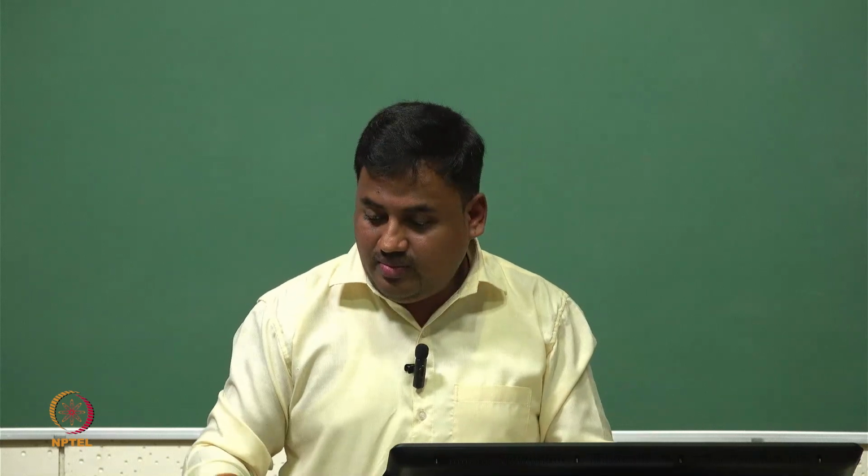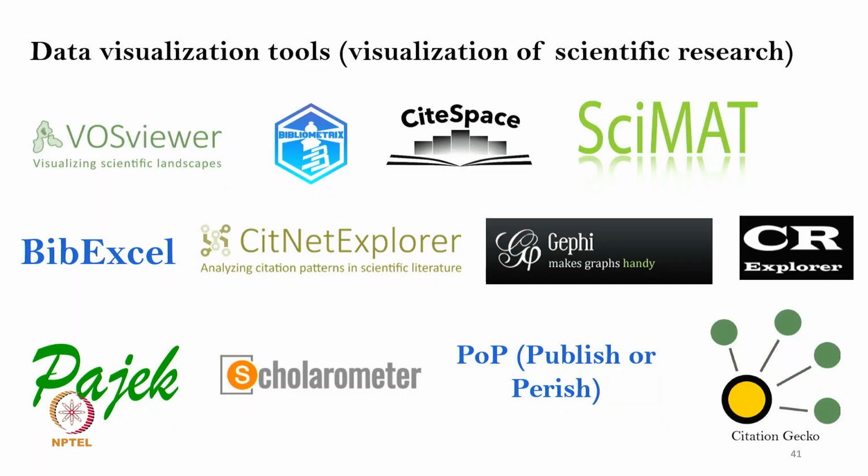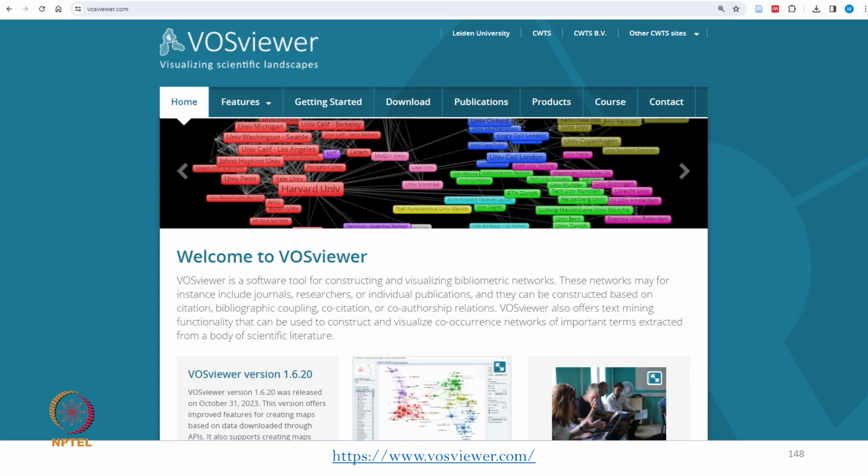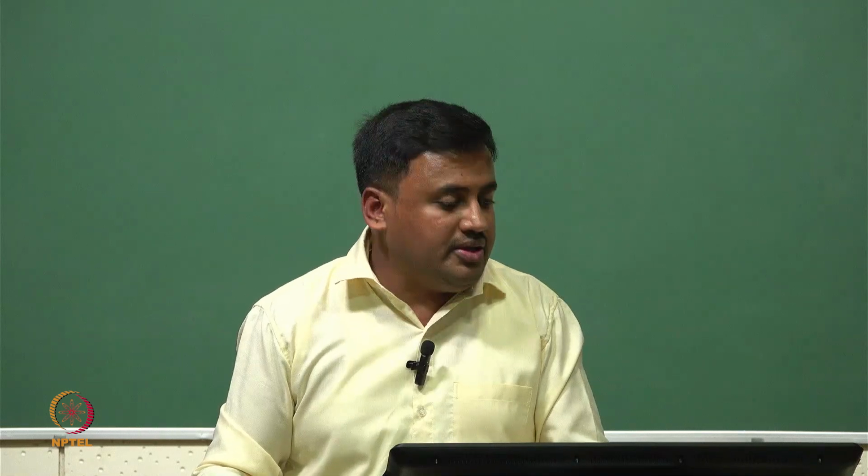These tools are used to conduct the most common studies like bibliometrics or scientometrics, where we want to analyze the impact of the research. Let's look at what those tools are, and these tools are available freely. The first is VOSviewer, a software tool for constructing and visualizing bibliometric networks. These networks may, for instance, include journals, researchers and individual publications, and they are often constructed based on citations, bibliographic coupling, co-citations, and co-authorship relationships.